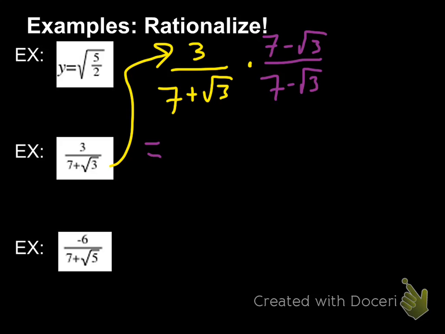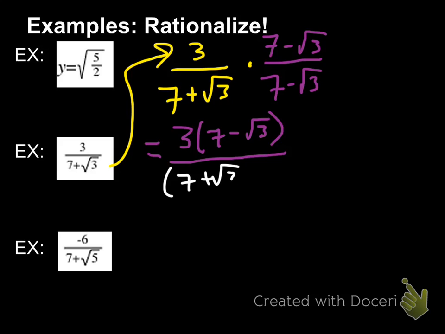Now I'm going to simplify this. On top, I'm just multiplying fractions, so on top I'm going to have 3 times 7 minus the square root of 3. On the bottom, I've got something I've got to FOIL. Purple's kind of hard to see, so let's go with white. Let's rewrite it here: this is 7 plus the square root of 3 times 7 minus the square root of 3.